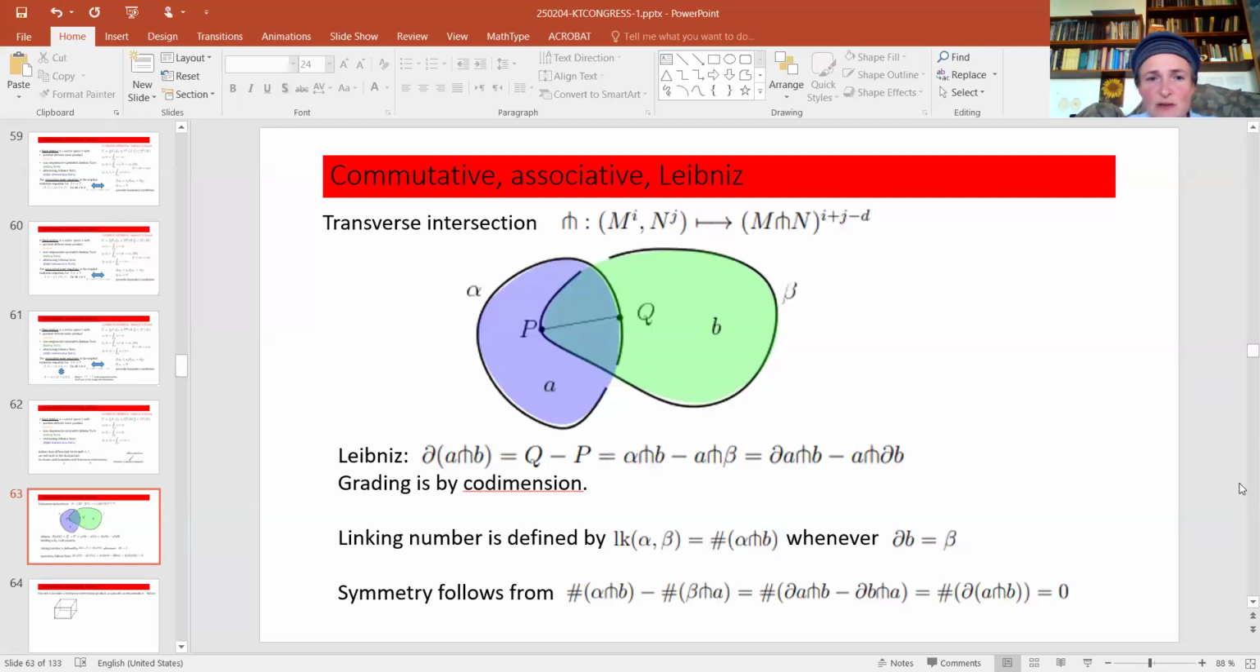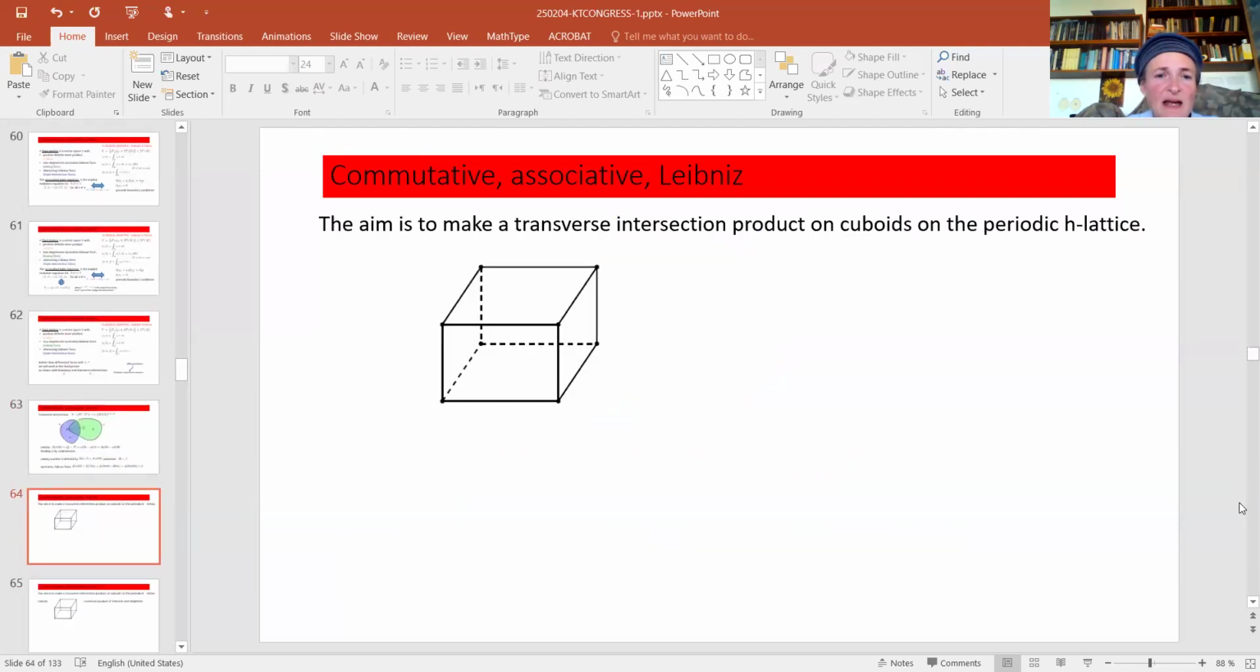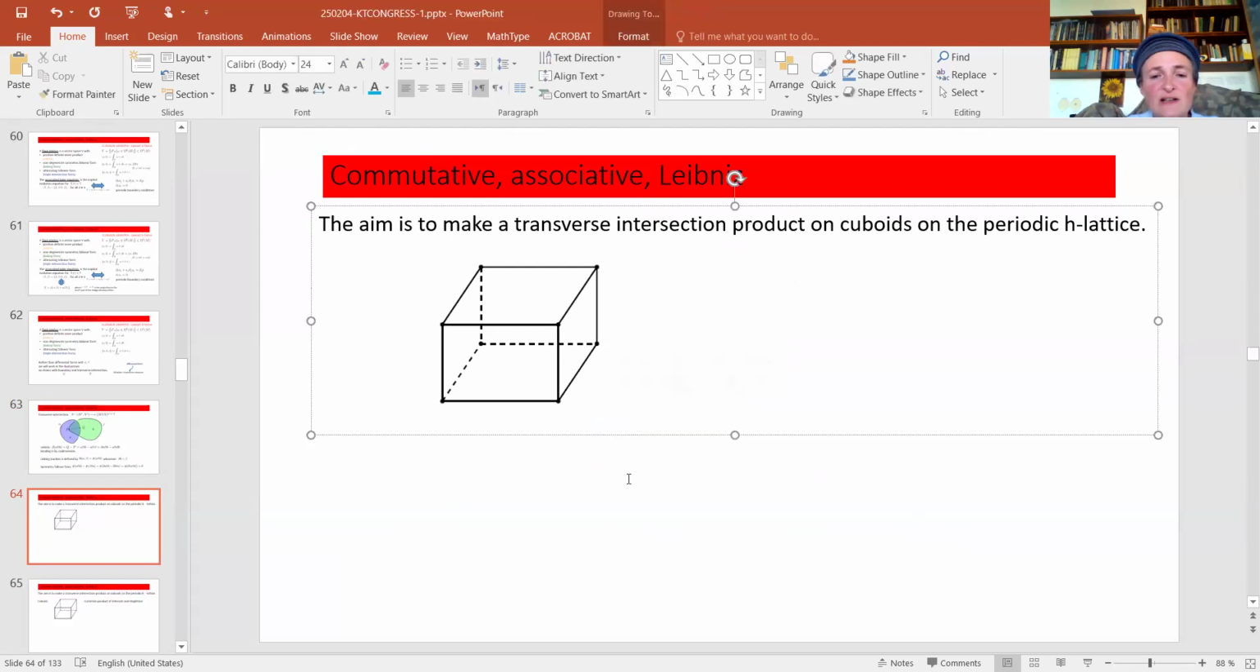Okay, so that's what we want to use, some form of transverse intersection. And the aim then is to make a transverse intersection product on a discretized form of space. So let's just start from a torus again. So we'll just be taking cubes and cuboids in such a way that we can reconstruct from that the 3-form structures of a fluid algebra.